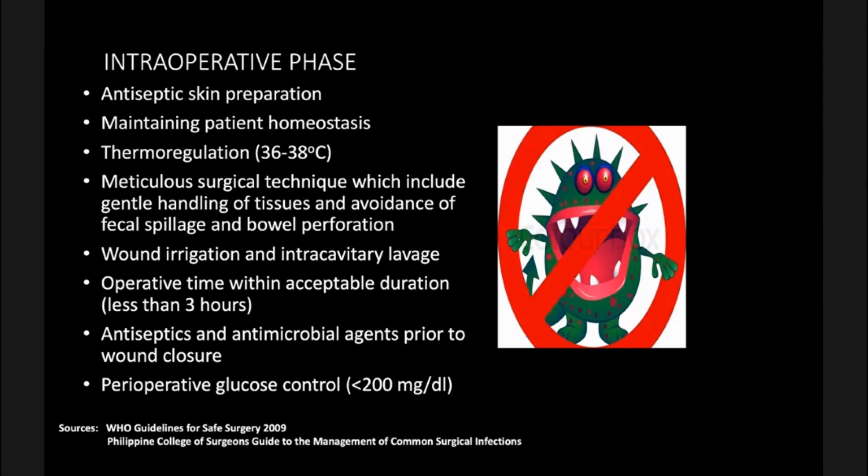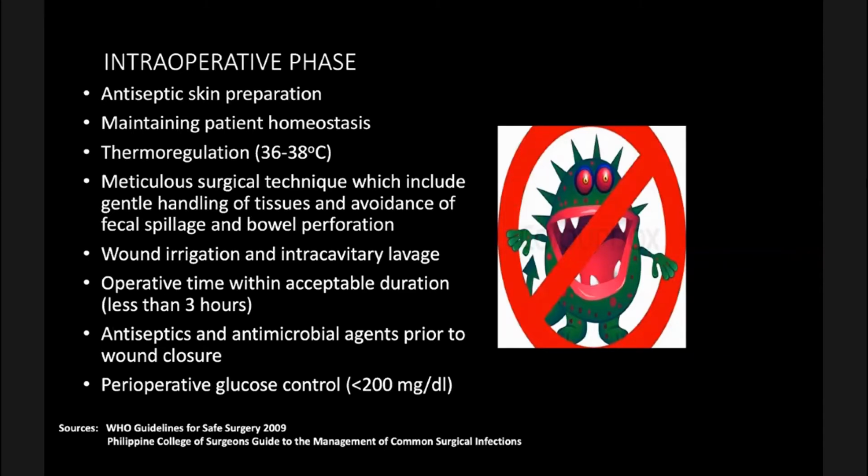It's emphasized here that there should be a meticulous surgical technique, which includes gentle handling of tissues and avoiding fecal spillage when dealing with bowel injury or bowel perforation. Okay, so the surgeon has a big role to play also in the prevention of SSI. Wound irrigation and intracavitary lavage. It's recommended that we use at least 1 liter of NSS when we do wound irrigation or intracavitary lavage.